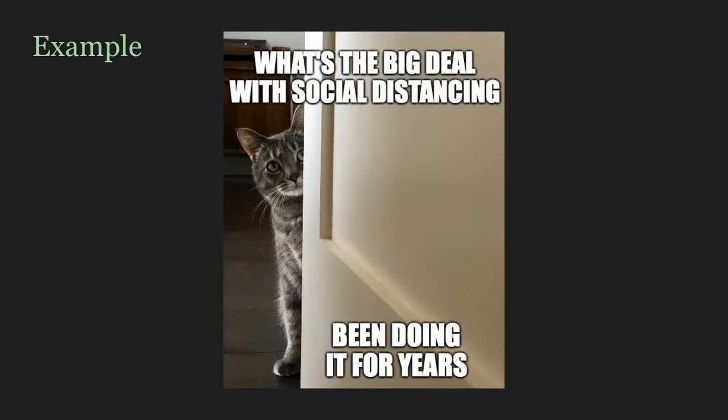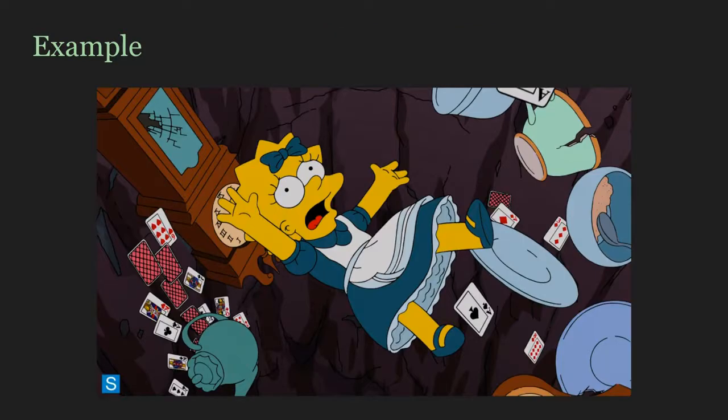First example: what's the big deal with social distancing? Been doing it for years. This is an allusion to the coronavirus, right? Back in March 2020, when we all stayed home, we didn't go out, we social distanced six feet between people so that we weren't catching the coronavirus or passing it to somebody else.